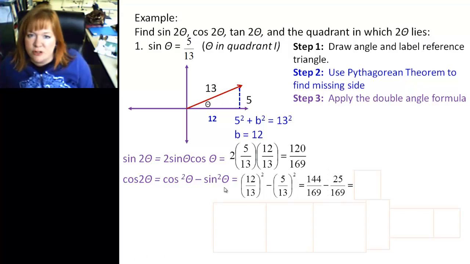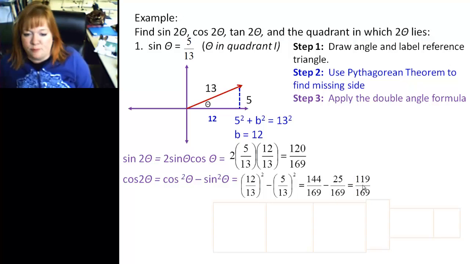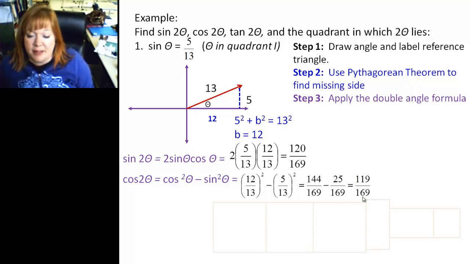Again, the reason I use that formula, see how you ended up with the same denominator, so you can subtract the numerators, bada boom, bada bing, you got it. 119 over 169 would be my cosine. Lastly, we're going to find tangent. Now, here is the tangent formula. I never use this.